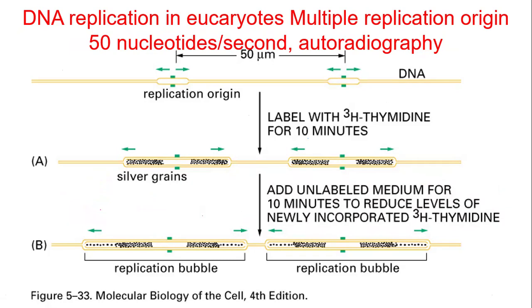They did autoradiography, and they were able to see, number one, that there are several origins of replication. Number two, that they are bidirectional in nature. And what did they use? They labeled with 3H thymidine for 10 minutes and added unlabeled medium for 10 minutes to reduce the level of newly incorporated 3H thymidine. And then they were able to appreciate the process. So you can see the replication bubble is increasing and is going bidirectional.